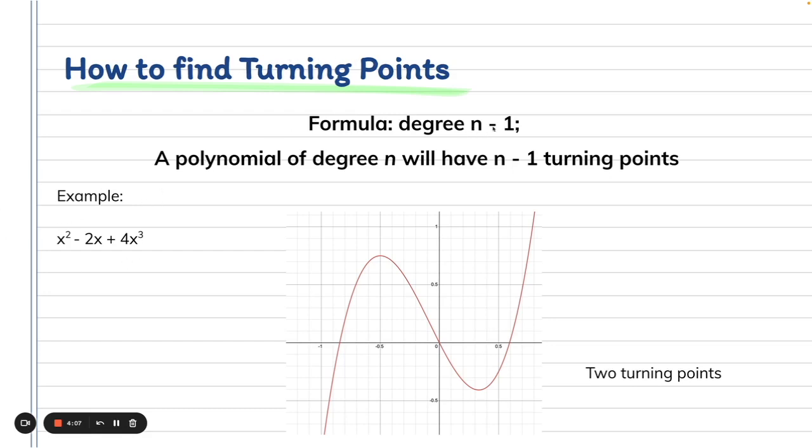So in order to find how many turning points there are in one equation, we can use the formula degree n minus 1. So a polynomial of degree n will have n minus 1 turning points. For example, x to the power of 2 minus 2x plus 4x to the power of 3. This one we would take the highest degree, number 3, and minus 1. Degree 3 minus 1 is 2, so there will be 2 turning points.